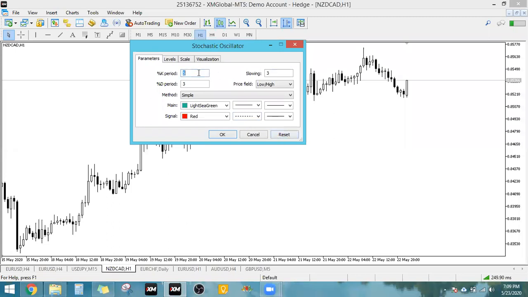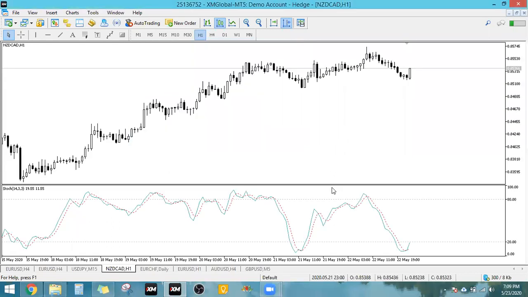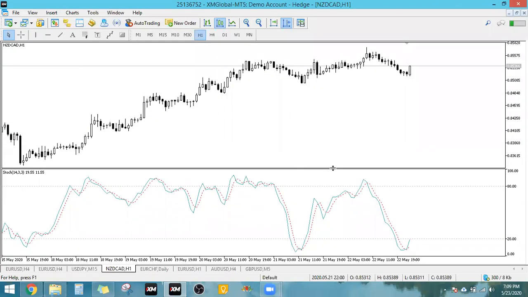Reset nyo na lang. Pag ni-reset nyo kasi 5 3 3 yung lalabas ng default ng MT4. But the person who made this, ang default settings niya talaga actually is 14. Okay? So I suggest you go with the 14 one, but it's up to you. You can test both, which one works for you better. But this is the, I guess, more original one. Now after that, you can change the colors if you like, just to suit your charts a little bit better. And then yung levels natin, let's just keep it at 80 and 20. So if you click OK, this is what you'll get out of it. So that's your stochastic oscillator.